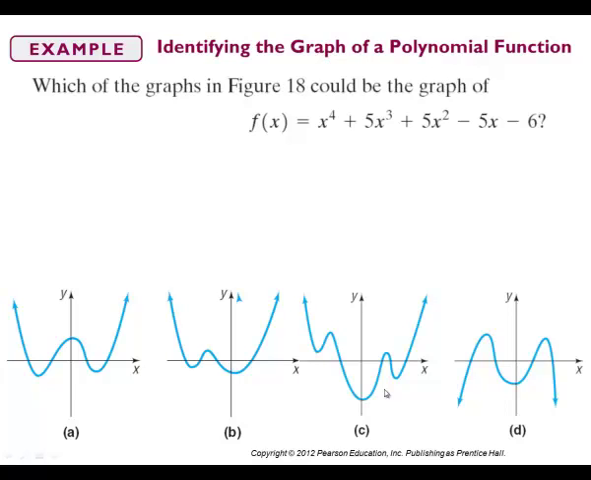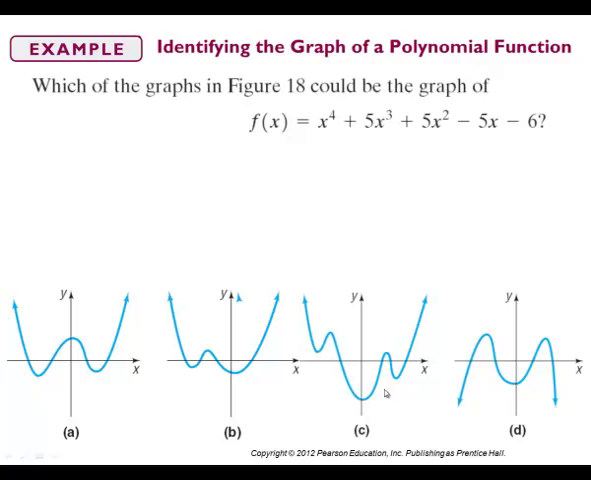Alright, which of the graphs in figure 18 could be the graph of x to the fourth, and it's positive? Another thing you can notice is that when you put 0 in for x to get the y-intercept, 0, 0, 0, 0, what's left? Negative 6. So it has to have a y-intercept of negative 6. That immediately eliminates a, because that's a positive 6 y-intercept. Now we've got a positive coefficient, so that means it has to open which way? Up. So that eliminates d, because that's opening down. So now we're down to these two.